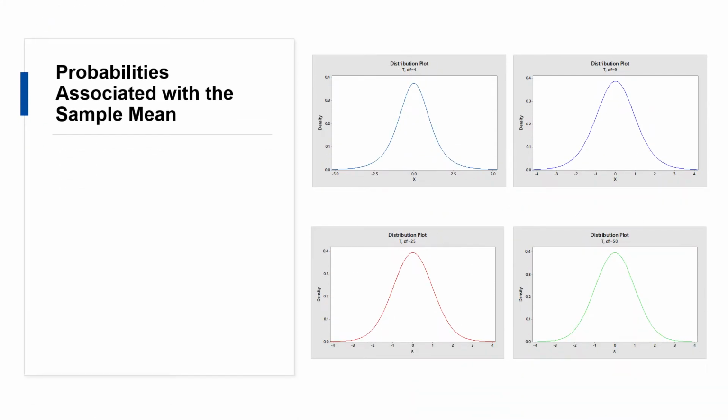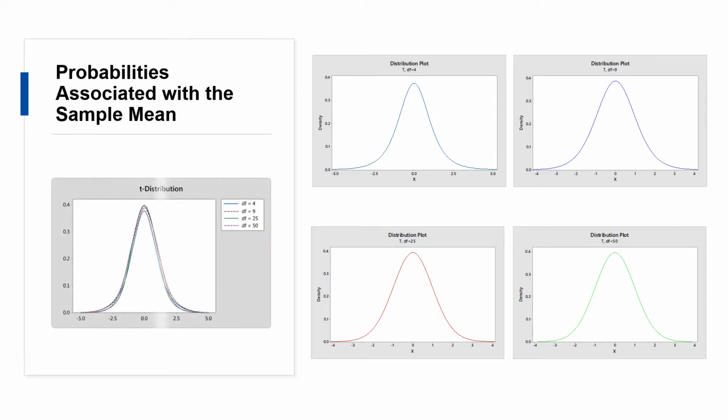There is a different t-distribution for each sample size used to compute the sample standard deviation. We refer to this different t-distribution in terms of degrees of freedom. The degrees of freedom are equal to the sample size minus 1. As the degrees of freedom increase, the t-distribution gets closer and closer to the distribution of the z-score.